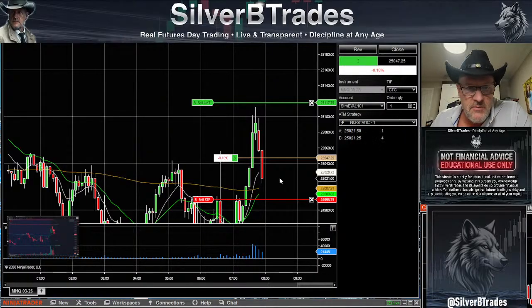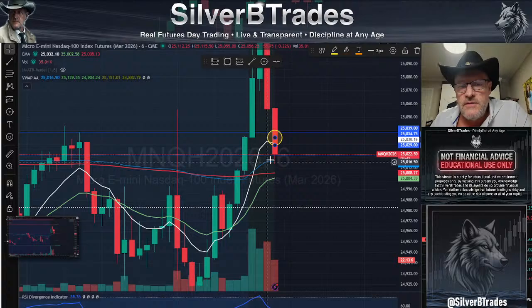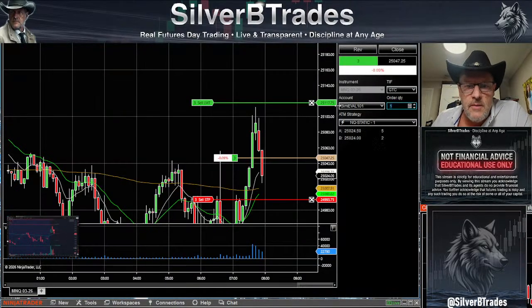Yeah, it looks like they're trying to move it lower. 51. And there's the VWAP. So I'm going to add a couple. Nothing more than a nice confirming downtrend.